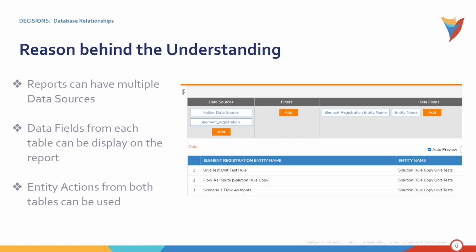Another thing to be aware of is that all the entity actions that you have from both of those different data types will still be present. Depending on which column you click on, you'll have the actions for the designer element, or you'll have the folder entity actions when you click on it. So those are things to understand when we are building in Decisions and creating these table relationships.